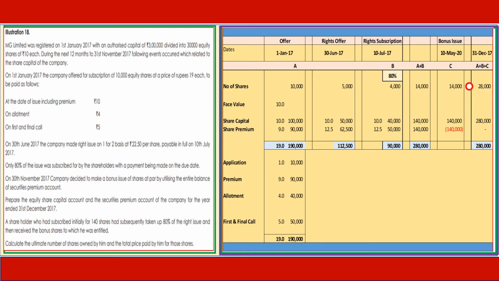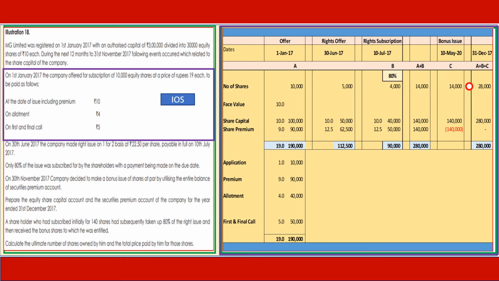Now we are going to give effect to the various aspects that are there in the first part of the problem. On 1st January 2017, the company offered for subscription 10,000 equity shares at a price of 19 rupees. And we know in the beginning itself that the face value of shares is 10. When you are giving it at 19, you are charging a premium of 9. With this background, we come to the real working of it.